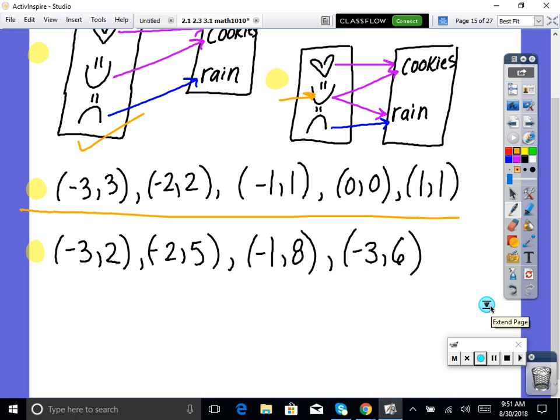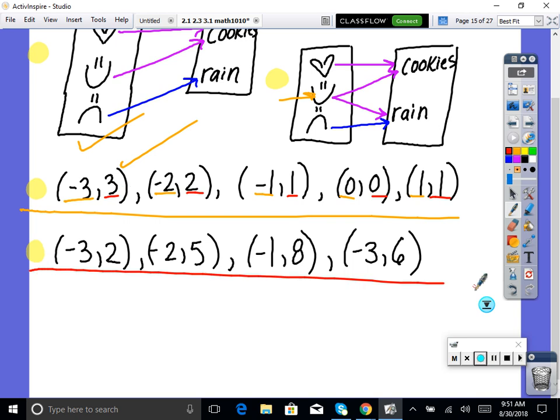Yep, -3 to 3, -2 to 2, -1 to 1, 0 to 0, and then do you guys see? Every x only has 1 y. My domain would be my x values, true? And then my range would be my y values. Okay, good. What about this bad boy?